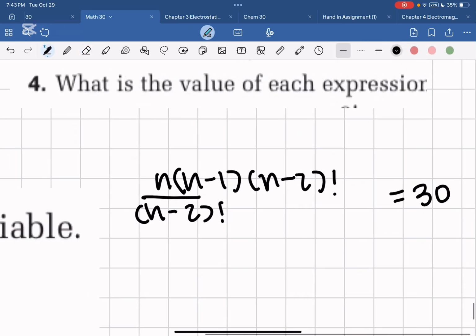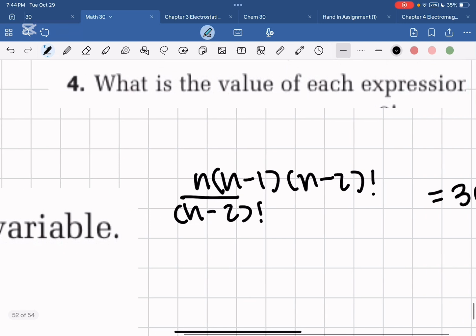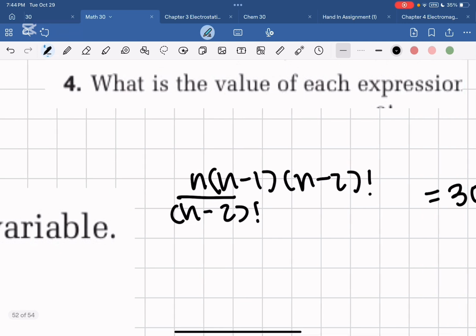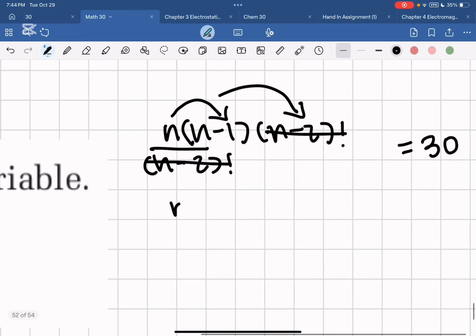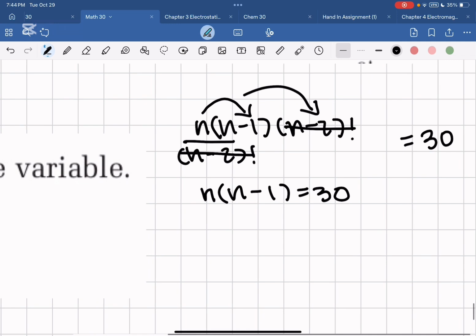Every digit after n will be 1 less, because that is how the factorial symbol works. You're going to want to cancel out the n minus 2 factorial on the bottom so you don't have to deal with it later. So just expand until you reach n minus 2 factorial, and then cancel those out. Now you've got n times n minus 1 equals 30. You can solve this with simple algebra.